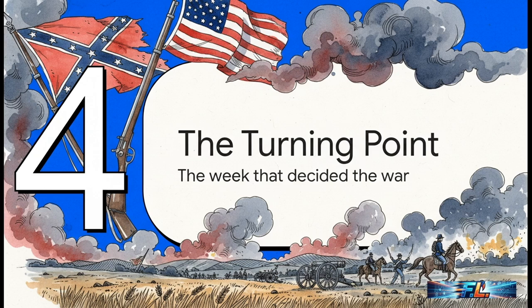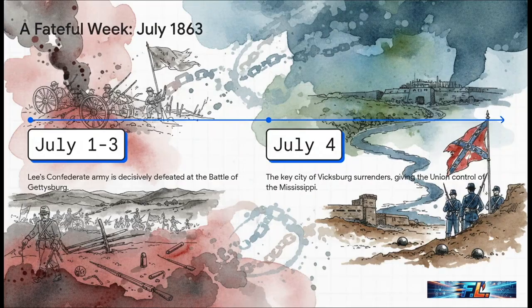This massive gamble set the stage for one single week in the summer of 1863 that was going to change everything. And here it is, the week that sealed the Confederacy's fate. From July 1st to the 3rd, Lee's invasion hits a brick wall at a little town in Pennsylvania called Gettysburg. It's the bloodiest battle of the entire war, a catastrophic defeat for the South. And then, at almost the exact same time, on July 4th, hundreds of miles away, the crucial Confederate fortress of Vicksburg on the Mississippi River finally surrenders. It was a devastating 1-2 punch from which the South would never recover.